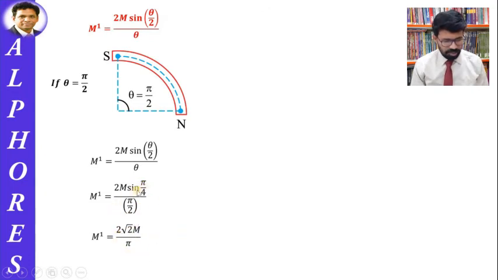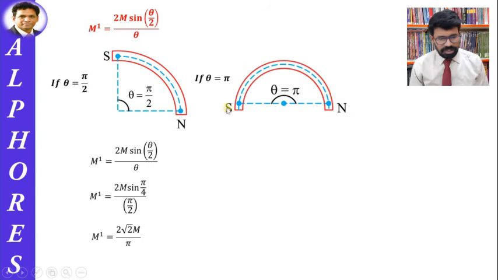2 root 2 M by pi. Here you will have 1 by root 2. 2 2s are 4, 4 by root 2. If you go with the rationalization, what you will have? 2 root 2 M by pi. That's what our conclusion is going to be. Now, if theta is pi, what happens then? If theta is pi, this is the case. Theta is pi in the sense the magnet is bent in the form of a semicircle.